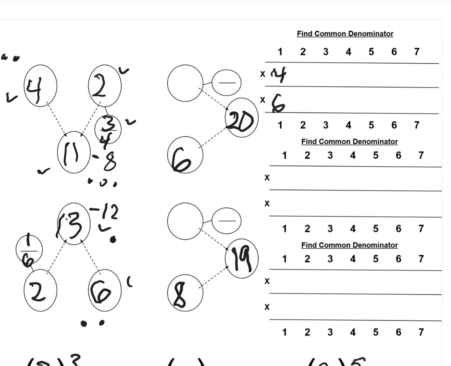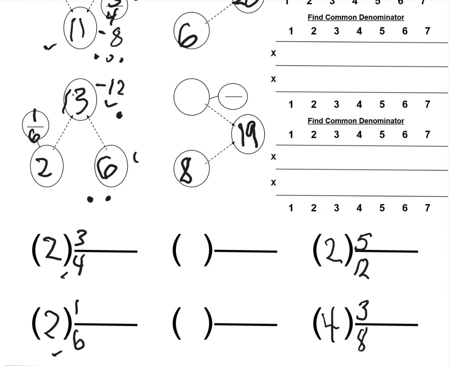And we can see that 4 times 1 is 4, 6 times 1 is 6. 4 times 2 is 8. And 6 times 2 is 12. And then we can see that 4 times 3 is also 12, while 6 times 3 is 18. So our common denominator will be 12.